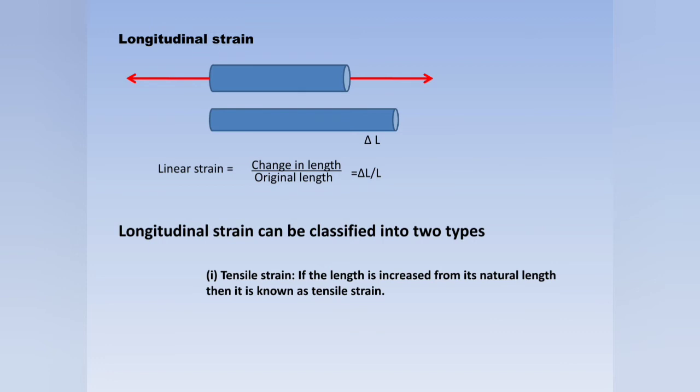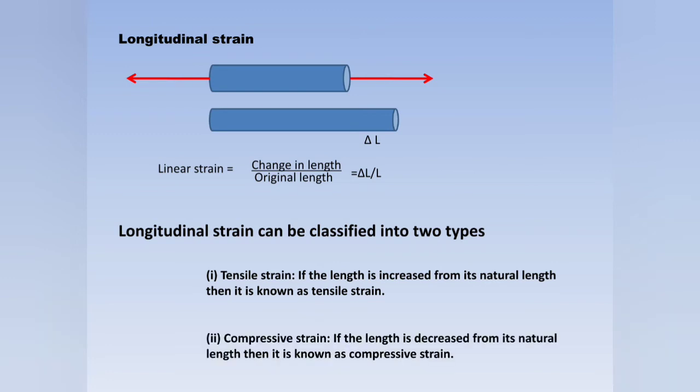So, if the length is increased from its natural length, then it is known as tensile strain. The second class is compressive strain. If that length is decreased from its natural length, then it is known as compressive strain.